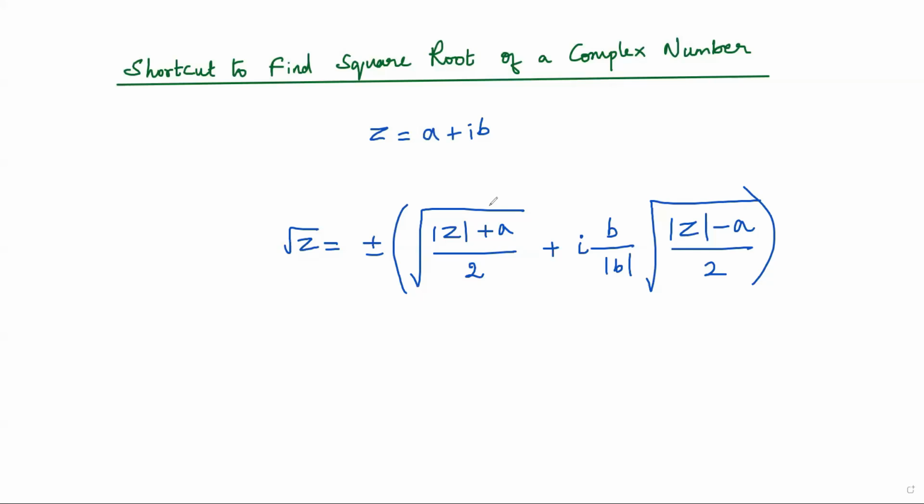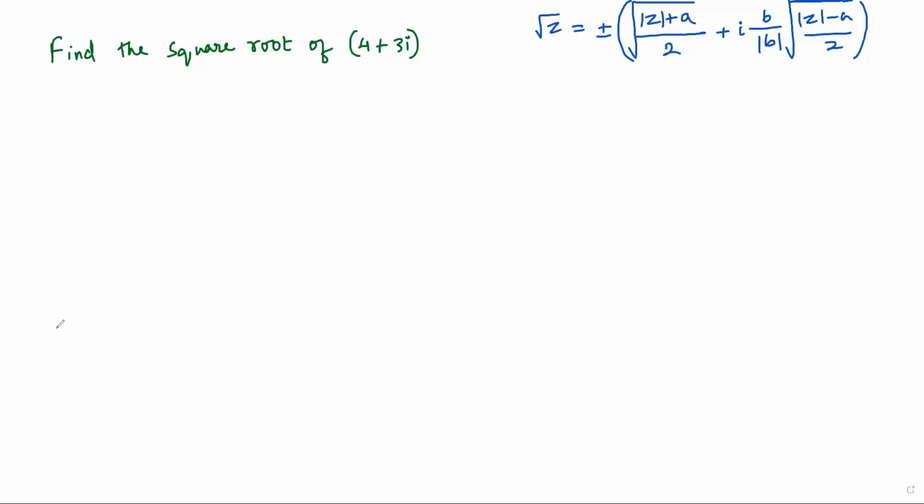Now let us see how this formula or shortcut can be used to find the square root of a complex number. Find the square root of 4 + 3i. To find the square root of 4 + 3i using the shortcut, first we need to know the value of absolute value of z. So let z = 4 + 3i.